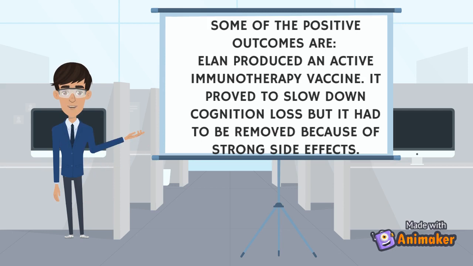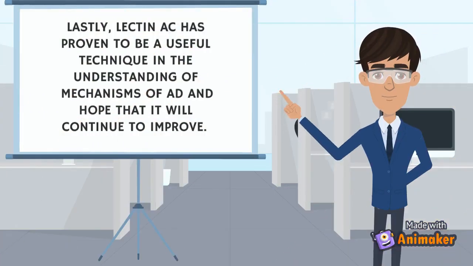So, Elan, a company, produced an active immunotherapy vaccine, and it showed to slow down cognition loss. Unfortunately, it had to be removed because of the strong side effects it brought with it. Although the positive outcome was short-lived, doesn't mean that we should give up just yet. We have seen how lectin affinity chromatography has been an amazing tool in helping us build up proteomes in order to understand where the cuts are being made and maybe what enzymes are responsible for the different cuts in people with Alzheimer's. And over time, as we build up more proteomes, our understanding will improve to the point where we can produce a medicine that doesn't have severe side effects.